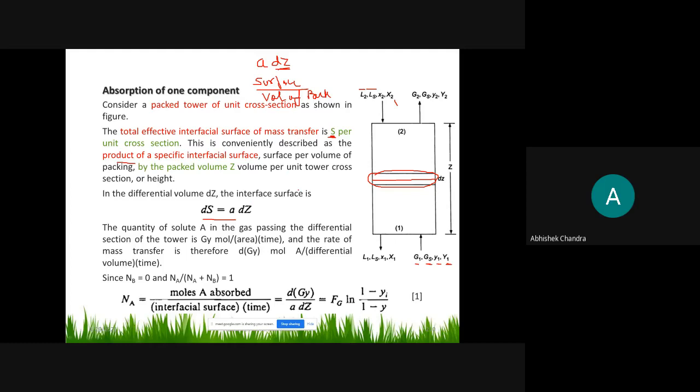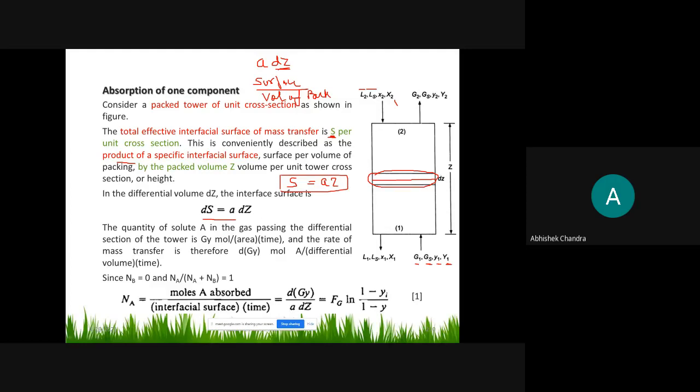So s is simply a into volume, or the volume of this whole tower divided by the cross sectional area, which will be simply Z. So this is the effective interfacial mass transfer area, and this is A into Z. And then for the differential section, this is ds equal to a dz.